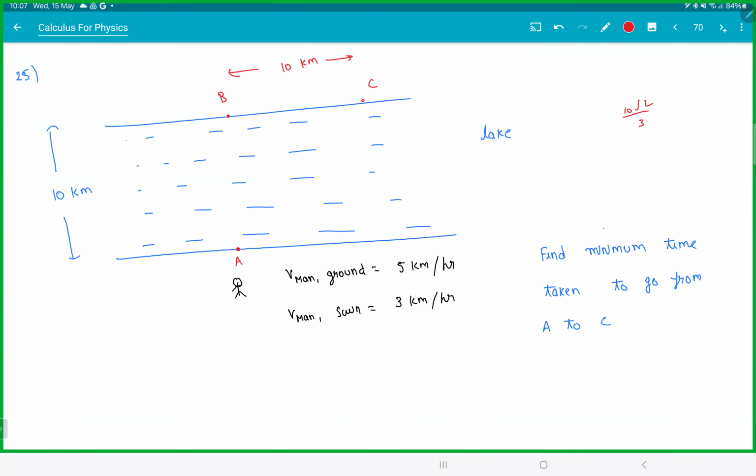10 root 2 by 3. No, it is definitely wrong, Ashwath. Because see, I'll tell you why. If I just go straight, silently leaving everything, straight. Distance is how much? 10 root 2 by 3. Root 2 is 1.4, so that is around 14 by 3, right? Your answer is still bigger. Same thing. See, that's the same logic.